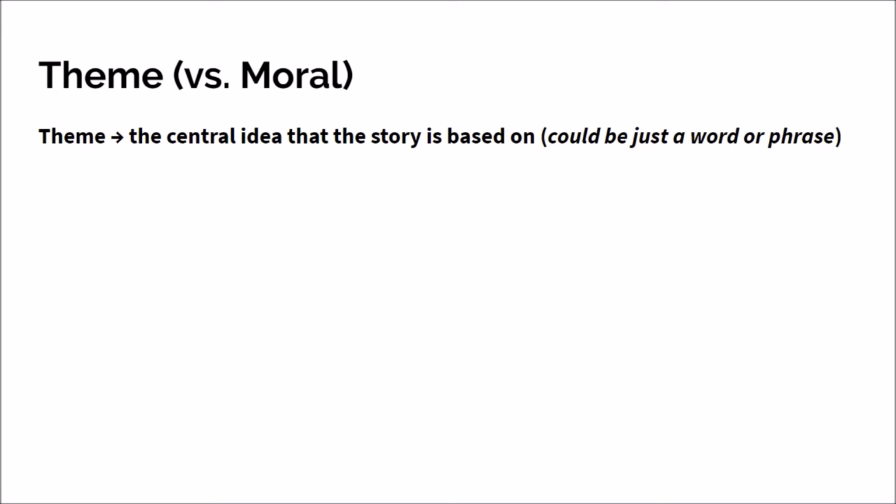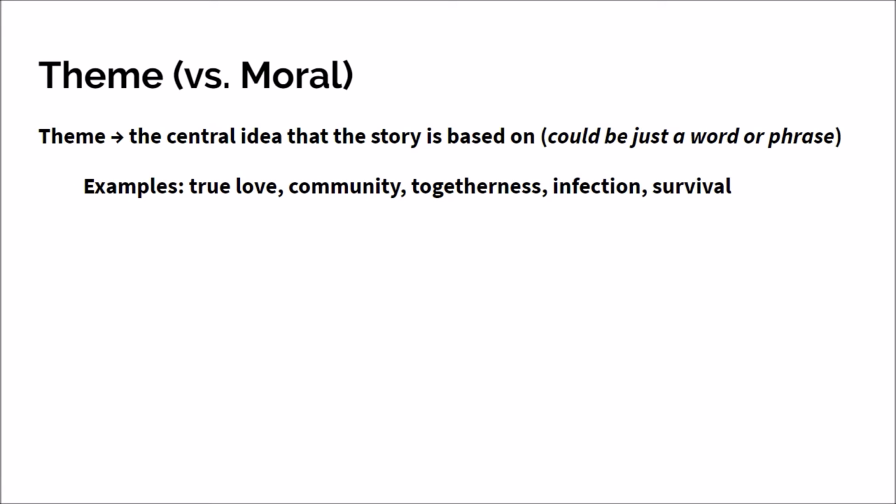Okay, now let's move on to some new terminology. First, we have theme versus moral. I think we did talk about these a little bit, but let's talk about them again if we haven't. Theme is the central idea that the story is based on, and a lot of the times the theme is just a word or a phrase. So some examples of theme might be true love, community, togetherness, infection, survival. And actually, for these next couple of weeks, we're probably going to focus on community, togetherness, survival, those types of themes.